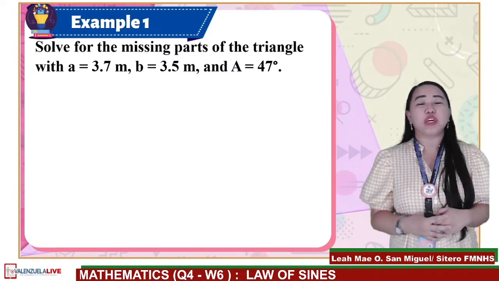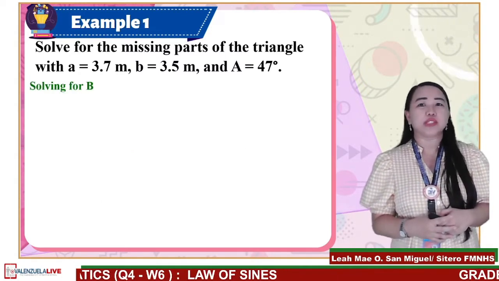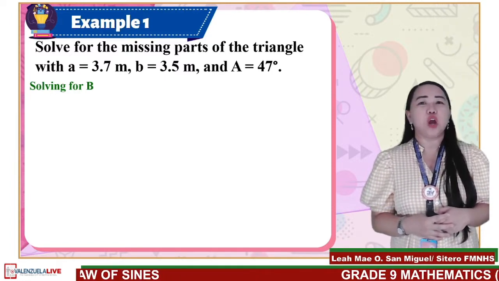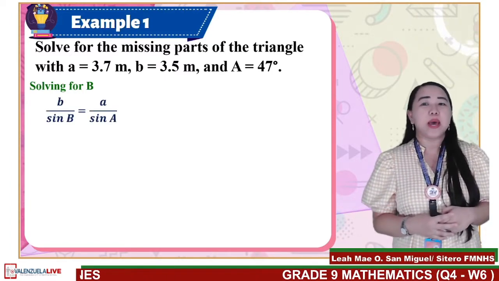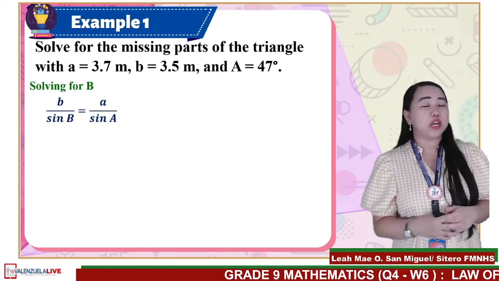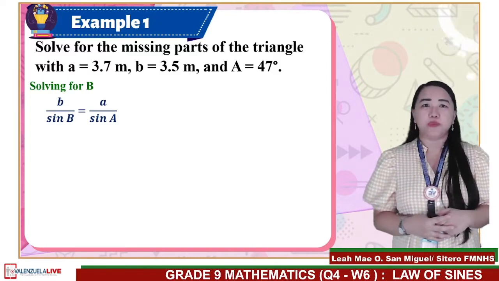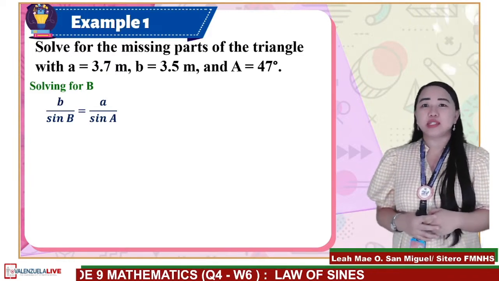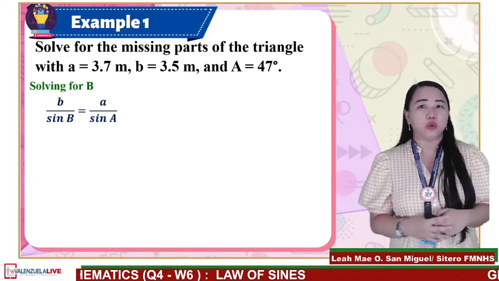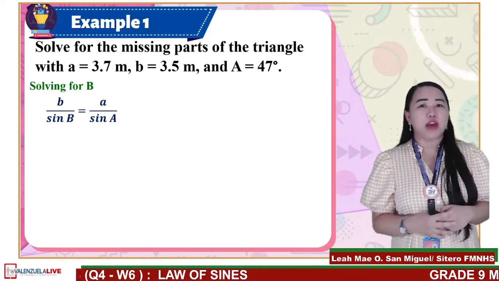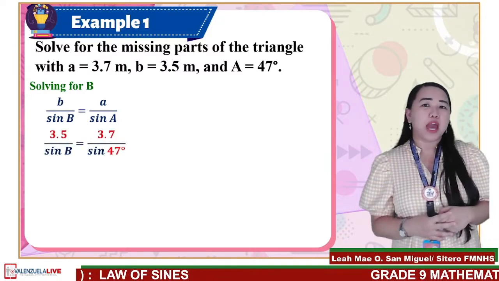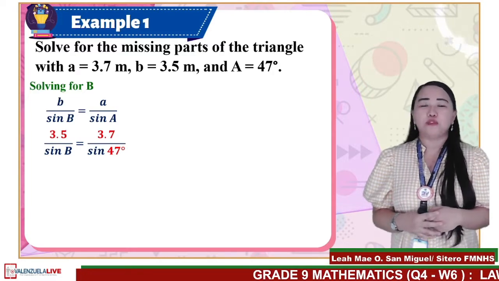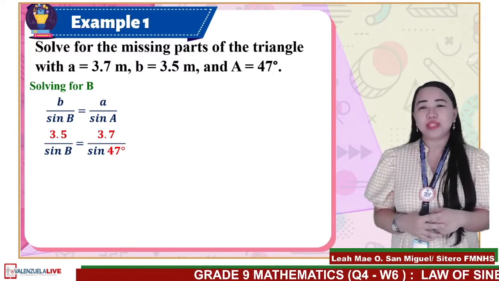With this, we can solve for the opposite angle of side B, which is angle B. Using the law of sines, the proportion is B over sine B is equal to A over sine A. We cannot use the ratio C over sine C since side C and angle C are unknown. Substitute the given values. We have 3.5 over sine B is equal to 3.7 over sine 47 degrees.